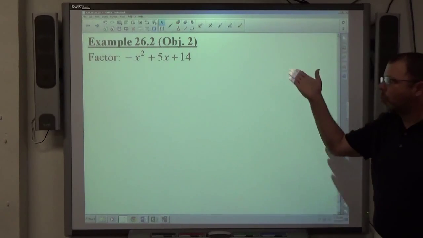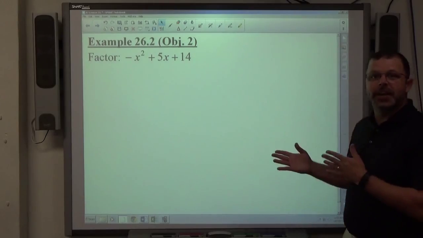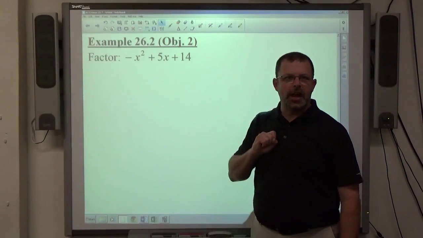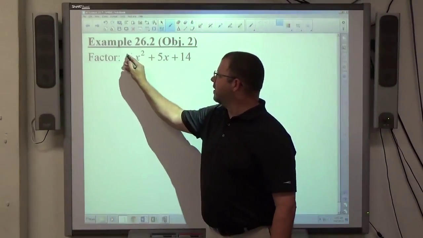Example 2, quadratic trinomial once again. Negative x squared plus 5x plus 14. It's already in descending order for us. Quadratic term first, linear term second, constant last. All is great about this problem except this minus sign.